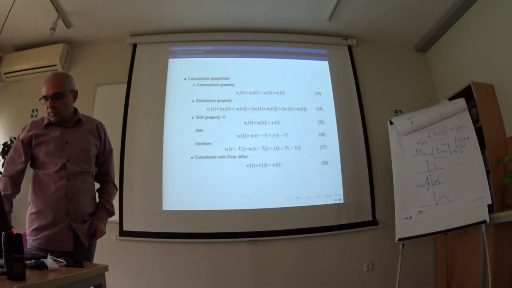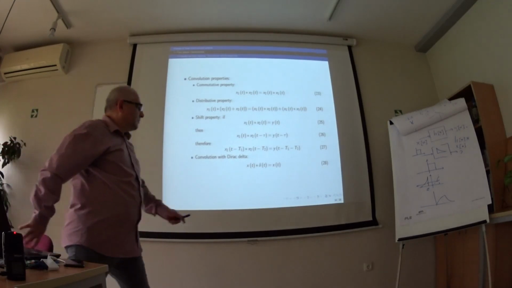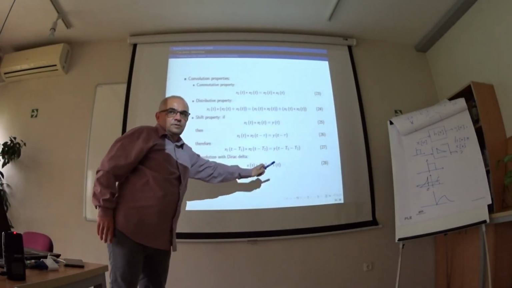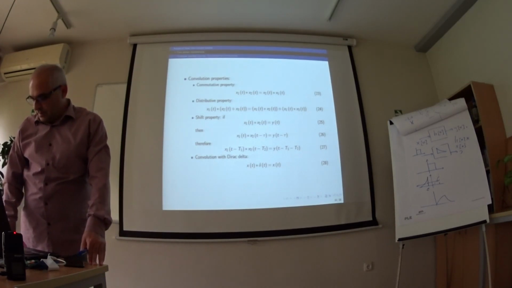Some convolution properties: commutativity, distributivity, shifting property, and convolution with Dirac delta. Convolution with Dirac delta gives the same thing. It just repeats the signal.